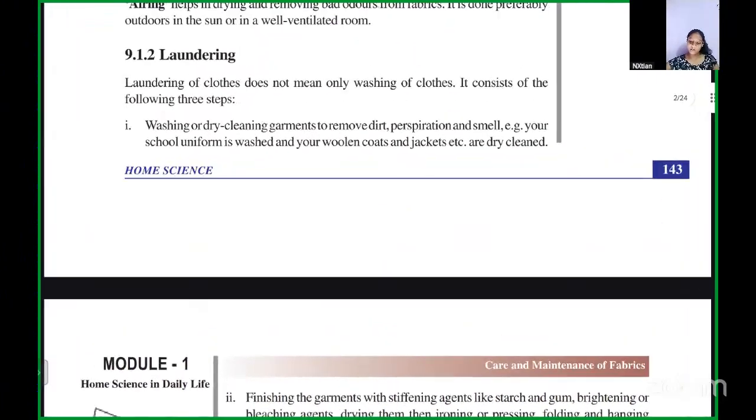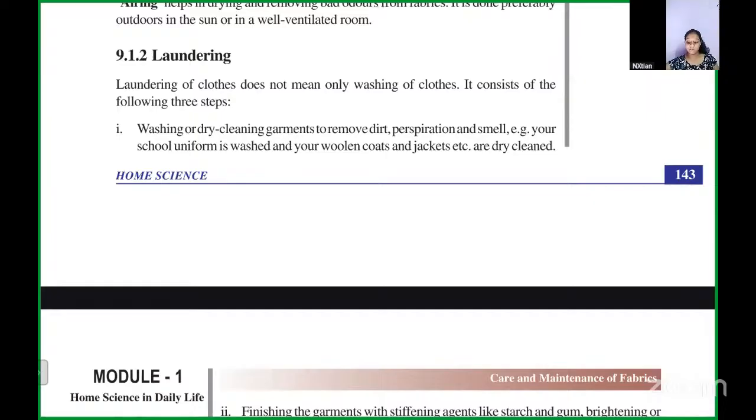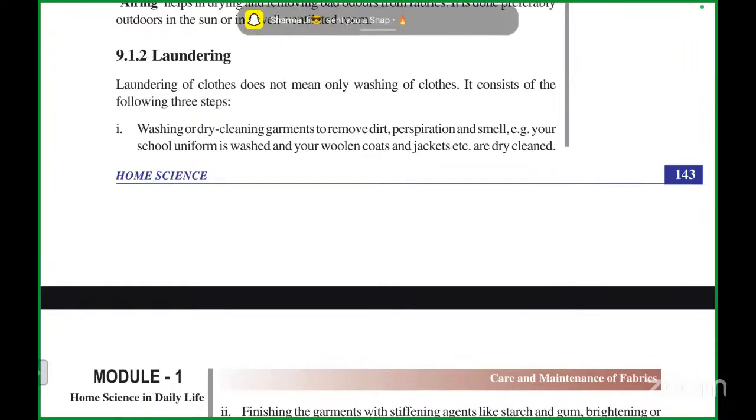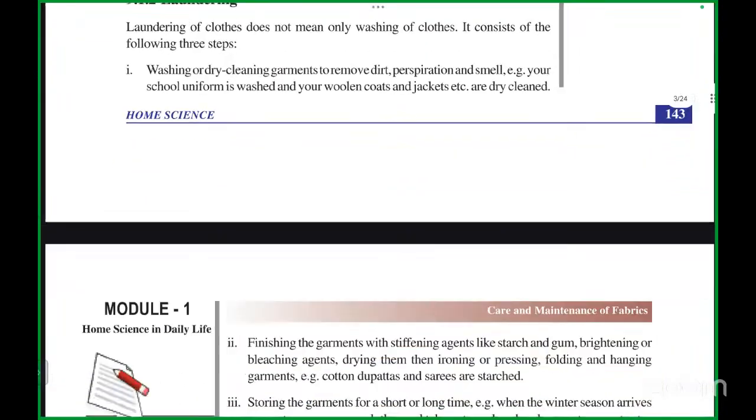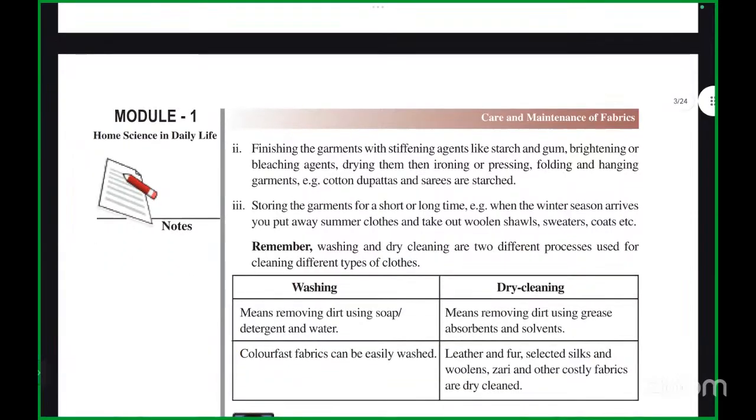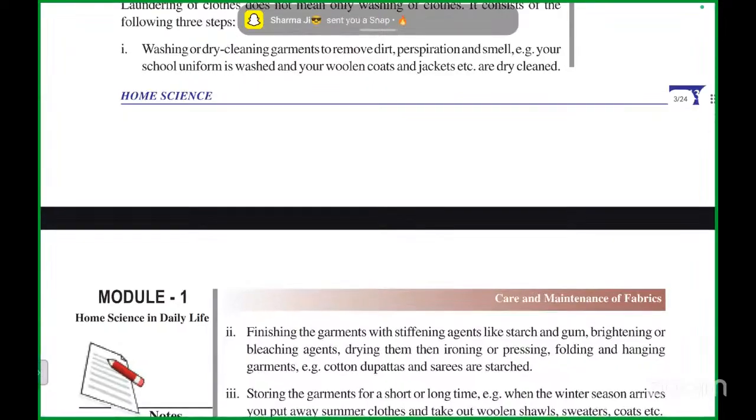Then we have laundering. Laundering of clothes does not mean only washing of clothes. It consists of the following three steps. The first is washing or dry cleaning the garments to remove dirt. The second one is finishing the garments with stiffening agents like starch and gum. And the third one is storing the garments for a short and long time. Let's give this a read.